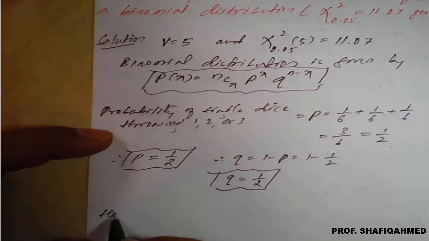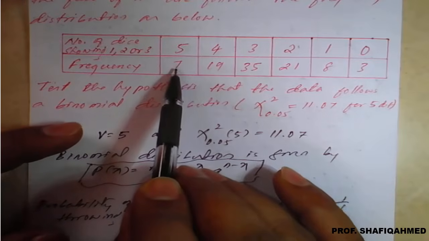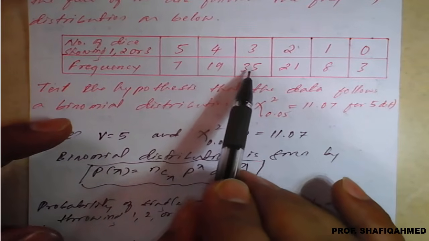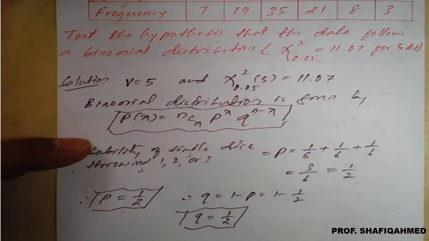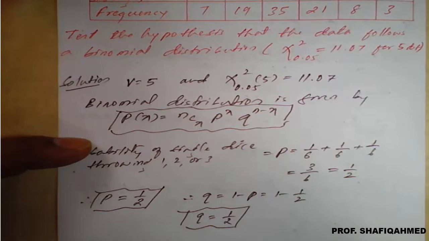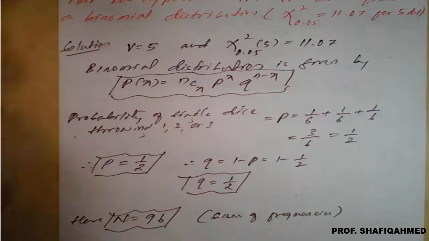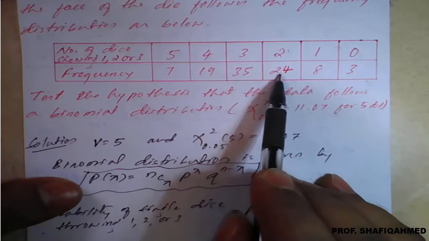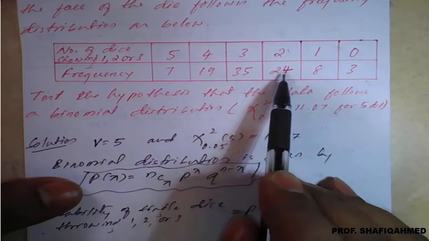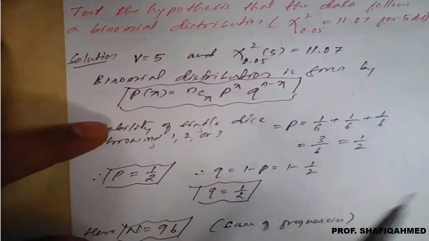So here, capital N. To find capital N, we need to add 7, 19, 35, 21, 8, 3. If you add, you will get 96. Just to make a small correction, this is 24. While taking the question, you just check that this will be 24. So if you add all these, you will get 96, or sometimes they will give it in the question itself. So the n value is 96.